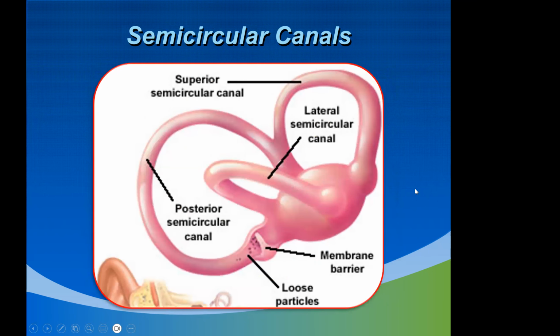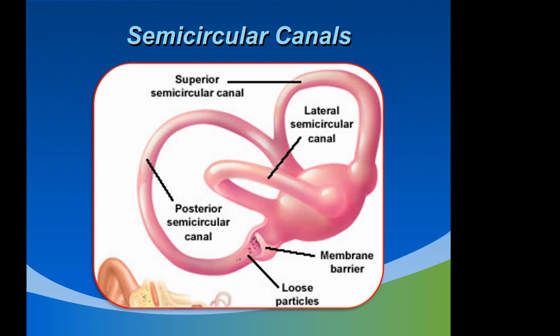Now the semicircular canals: you see the lateral one, the superior one, and the posterior, not the anterior. The posterior semicircular canal is like this, the superior one is like this, and the lateral one is like this. The lateral one is for side to side movement. The posterior one is the one which senses this movement. The superior one is the one which senses this movement.